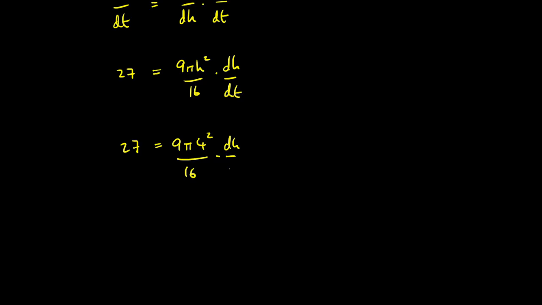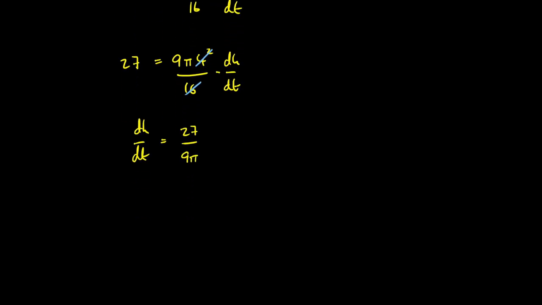dh/dt. And obviously 4 squared is 16, right? So that cancels off with that. And so therefore, dh/dt is equal to 27 divided by 9 pi. And I think we can divide that through by 9, can't we? Which I think would be 3 divided by pi. So pi is ever so slightly bigger than 3. So it should be a number that's a little bit less than 1.